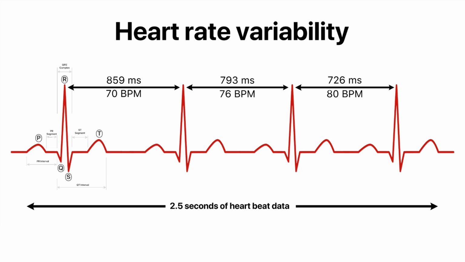We want there to be some variability. This is a good sign of our hearts being healthy and being able to react to different scenarios and being in a good healthy state. If the time between the heartbeats is actually the same or very similar, this is an indicator of high stress. So by measuring the variability between the heartbeats, this tells us whether a person is experiencing stress or not. So this is what we're going to be looking at today.